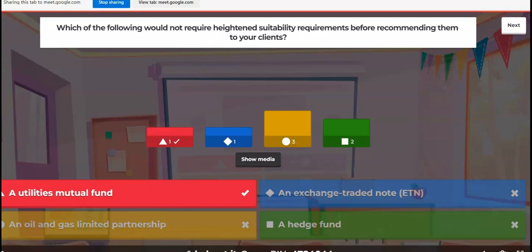Well, would not require heightened suitability. This is another negative question where you see "not" or "except." So we've got to pick out the false answer choice. I know it's sometimes a little hard to remember that you need to find false when you're so accustomed to looking for the true answer.